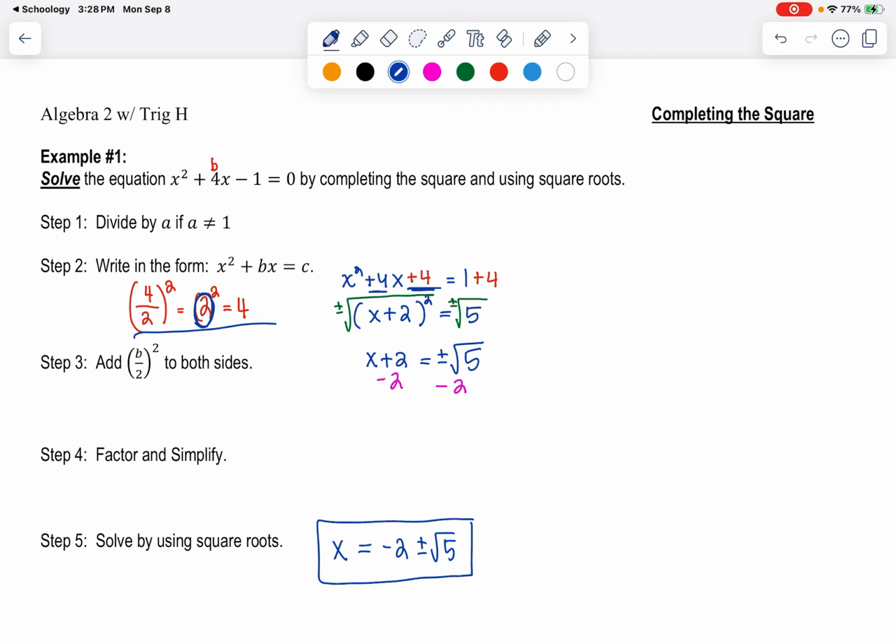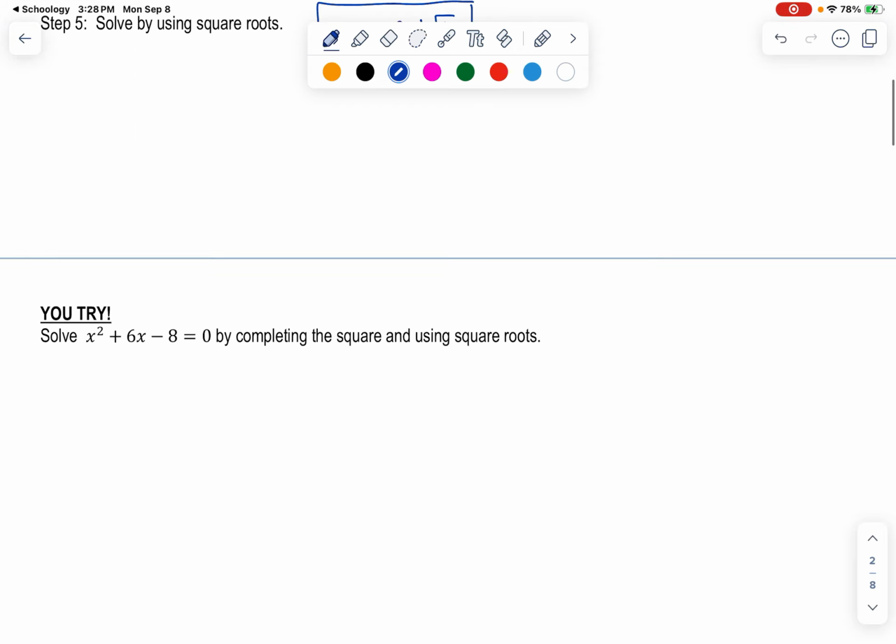This is as far as we can go because we can't combine like terms. And there's your answer. Okay, so once again, get a lead coefficient of 1. Complete the square by taking half of b and squaring it, and then adding that to both sides. Factoring the left-hand side, simplifying the right-hand side, and then solving using square roots. That's it.